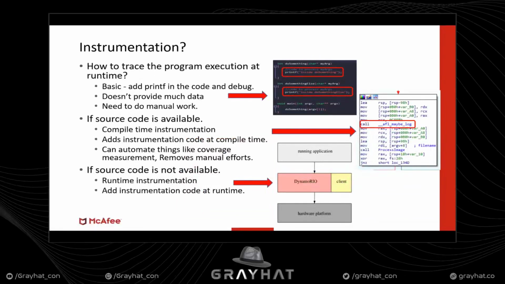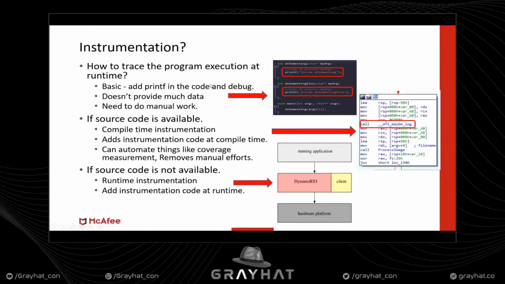Now, here is a very simple question. How do you trace the program execution at runtime? If you have a very simple C program like this, which contains various functions, what you can do is add printf statements and debug that, but then it won't give you much data. You cannot automate different things with that, and you need to do a lot of manual work.